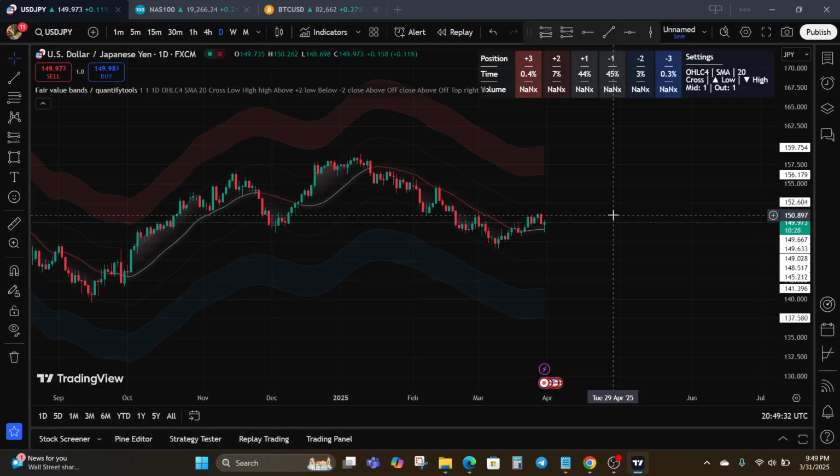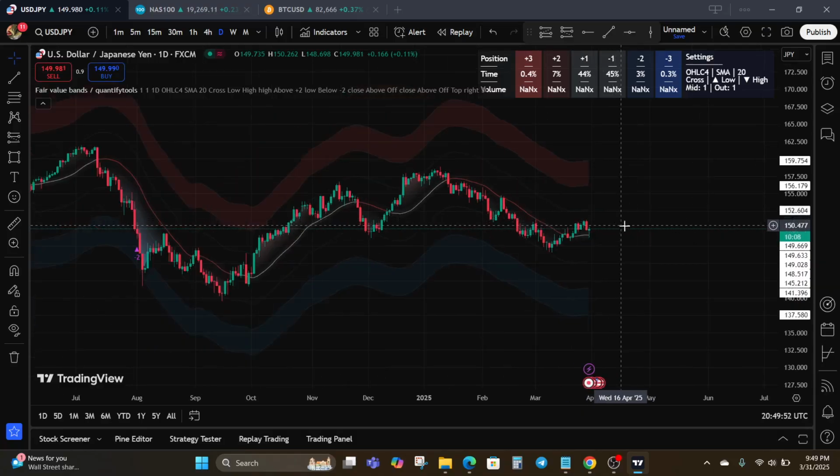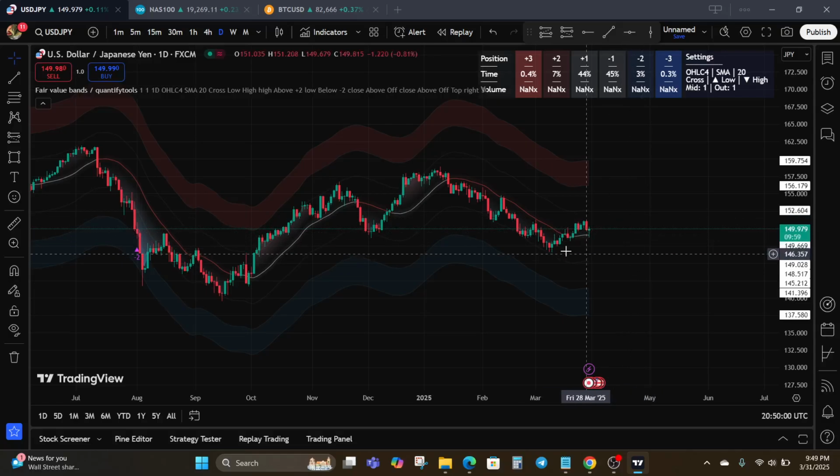Now, market reversals are some of the best opportunities for traders, right? When you catch a turning point at the right time, it allows traders to enter at the best possible price, avoiding unnecessary risk. Are you entering too early? You risk price continuing in the same direction. Or are you entering too late? You miss the best part of the move. The fair value bands indicator helps traders avoid both of these mistakes by showing exactly when a price is overextended and ready to reverse. Okay?